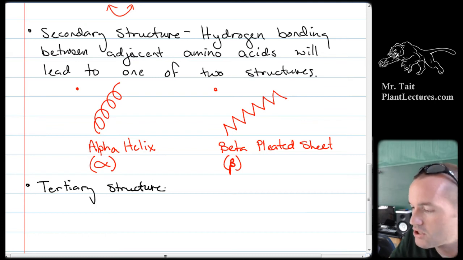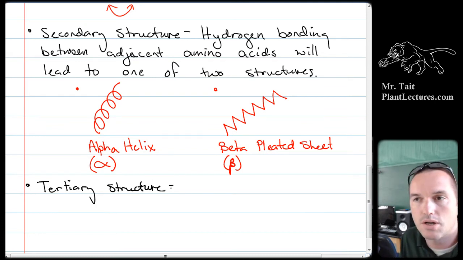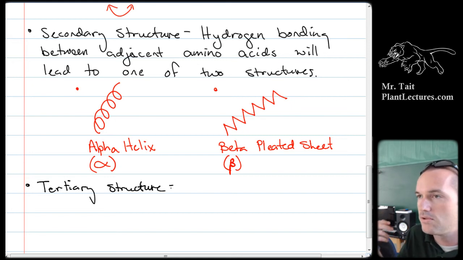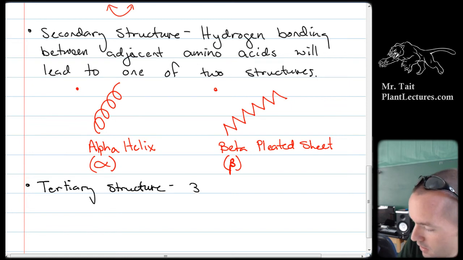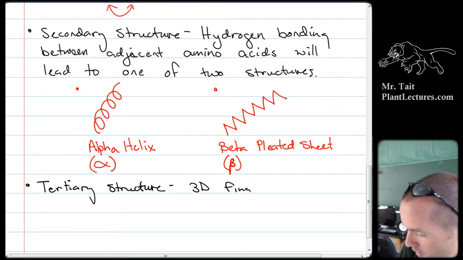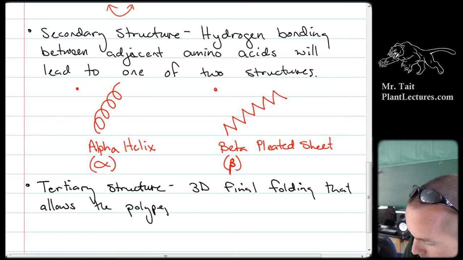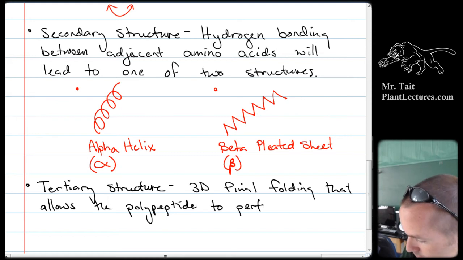And the tertiary structure is the most important structure here. The tertiary structure is the three-dimensional final folding of the polypeptide. Three-dimensional final folding that allows the polypeptide to perform its task.